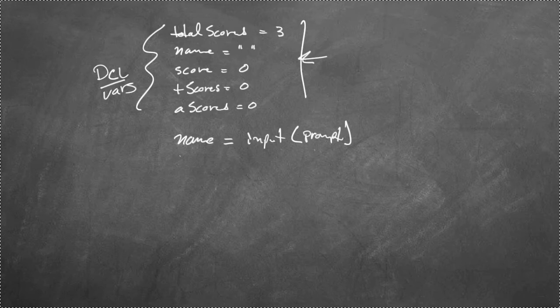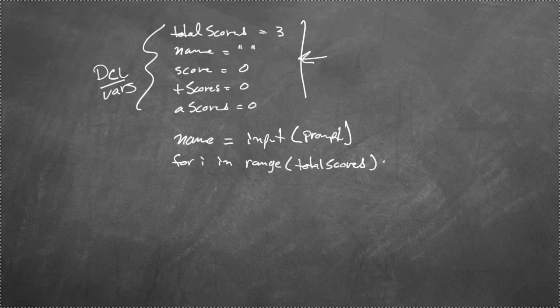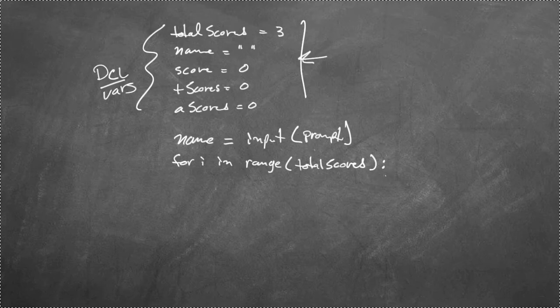So what I want to do is I want to use a for loop, and I'm going to go for i in range, and I have a variable called total scores that currently is set to 3. This means that this loop is going to happen 3 times, which is exactly what we need.